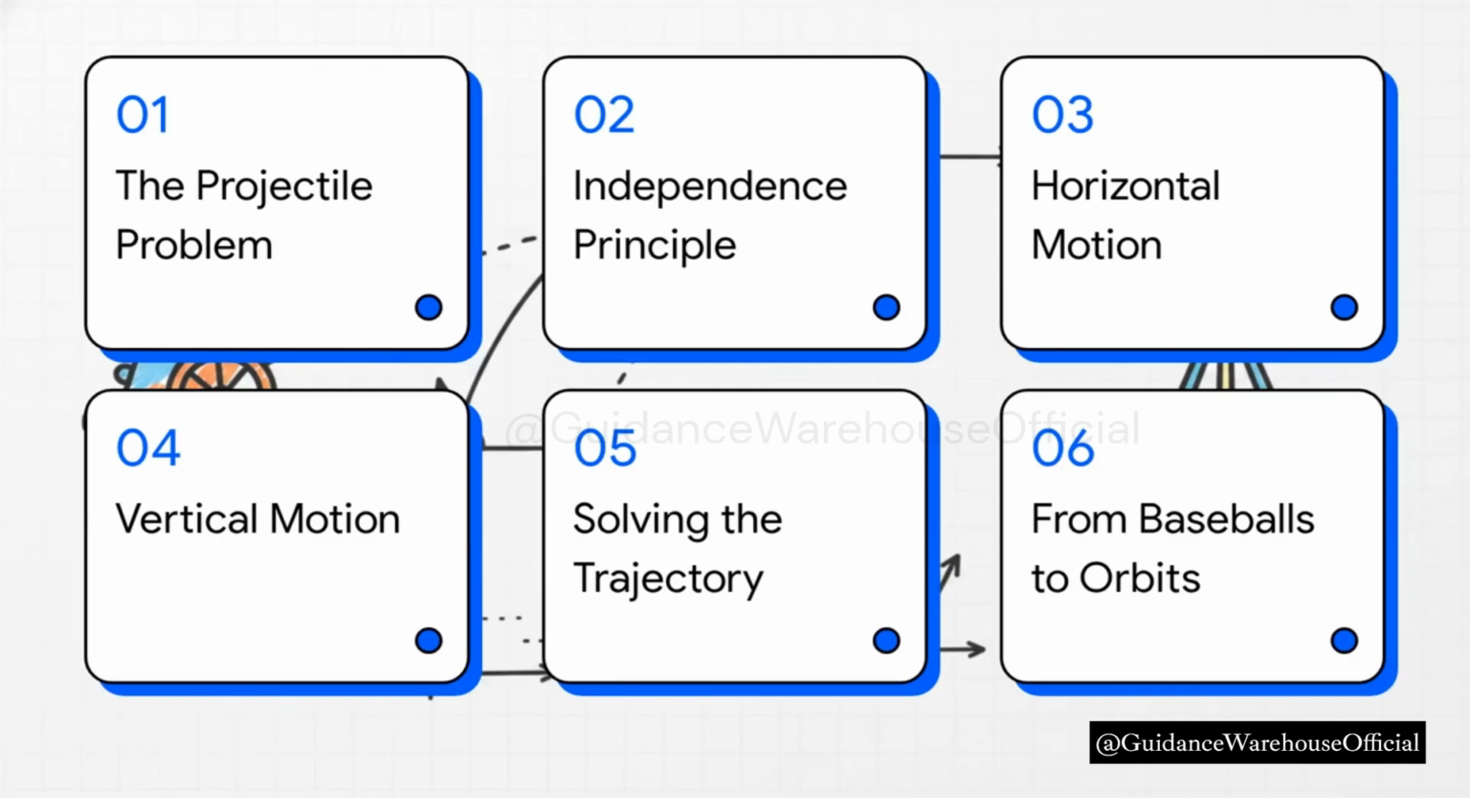So here's our game plan. We'll start with the problem itself, then I'm going to let you in on the big secret that makes this whole thing way easier. We'll break the motion down into its horizontal and vertical parts, put it all back together to solve a real example, and then we'll see how this one little idea scales all the way up from a simple throw to planetary orbits.